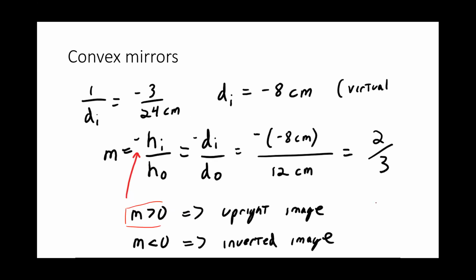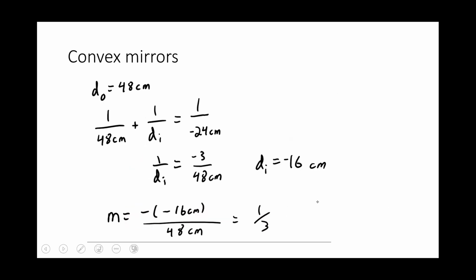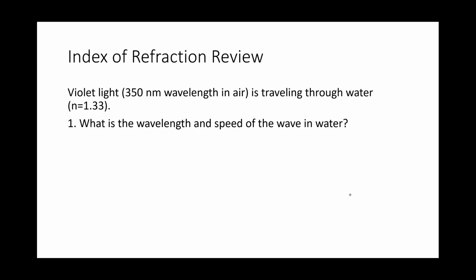So if my object's at 12 centimeters, I have a 2/3 magnification. If my object's at 48 centimeters, the ray diagram looks quite similar. I would get an image at negative 16 centimeters and a magnification of 1/3. Okay, so those are the kind of interesting, tricky cases for mirrors.